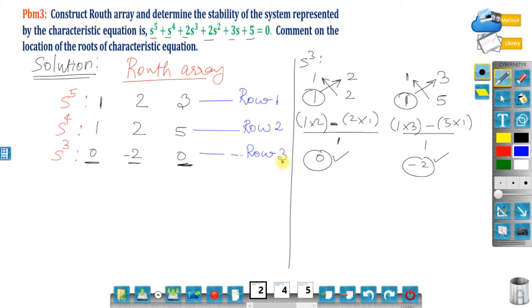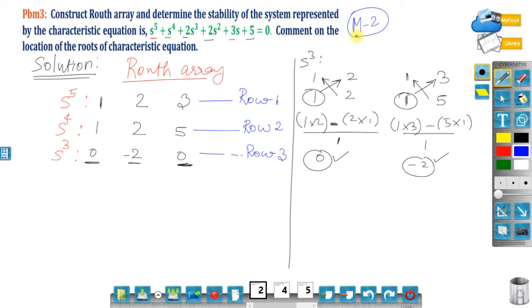See, in this row we have a 0 entry, I mean the first column has a 0 value. This is a model 2 problem in the Routh-Hurwitz criterion, where only the first column of the Routh array has the 0 entry.